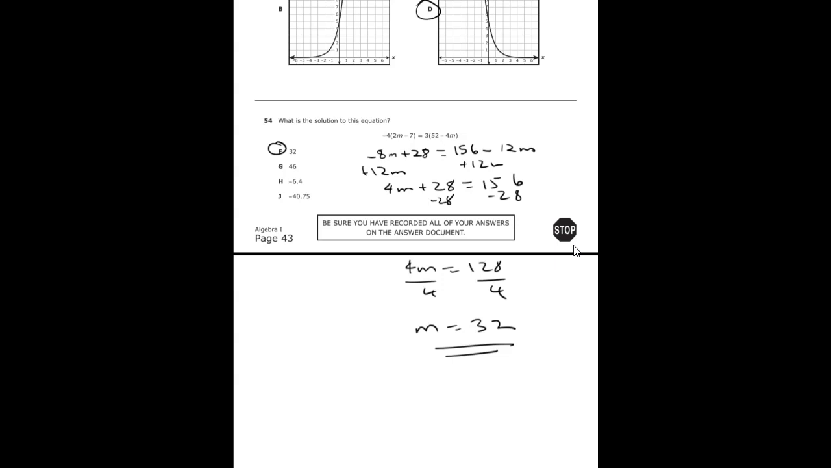So this concludes the walkthrough of the Algebra 1 STAAR test from the 2020 to 2021 school year in the state of Texas.